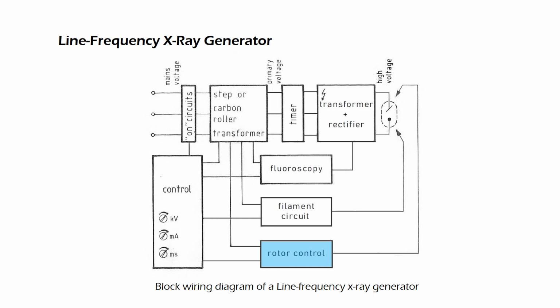Rotor control. The rotor control ensures that the anode disc of the tube starts to rotate and reaches a specific speed within a predetermined period of time. Control. All components are supervised and checked by a control system which may be based on the use of relay circuits, transistor circuits with digital and analog integrated modules, or in some modern generators, a microprocessor.